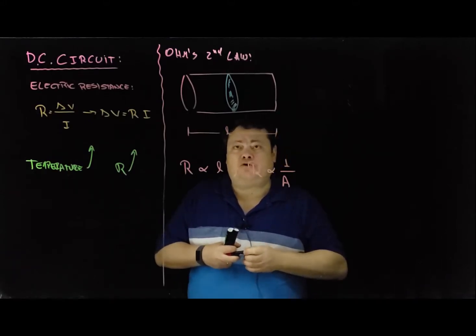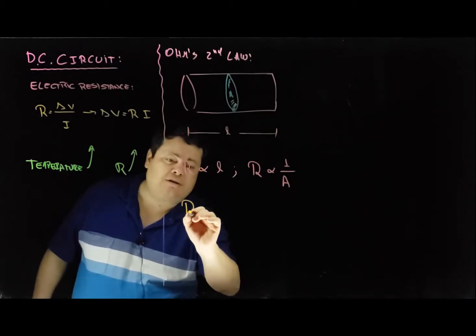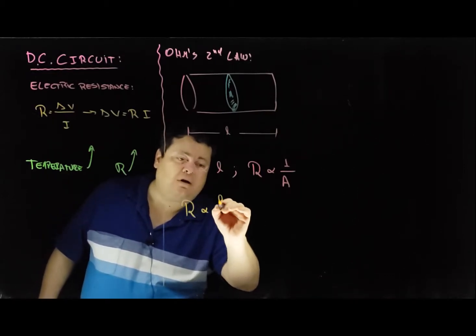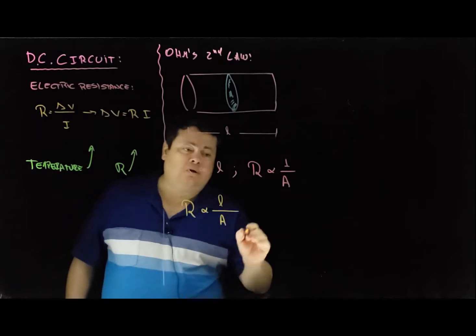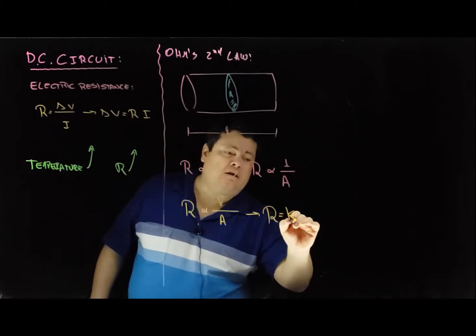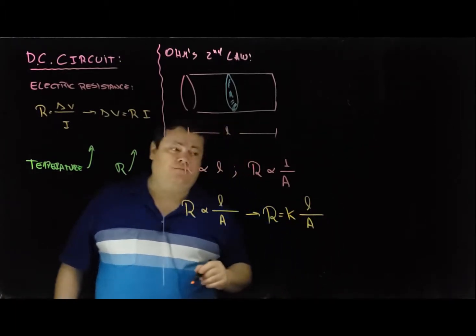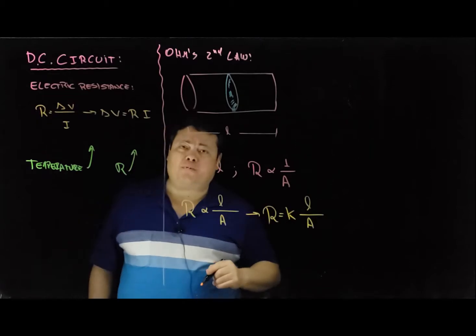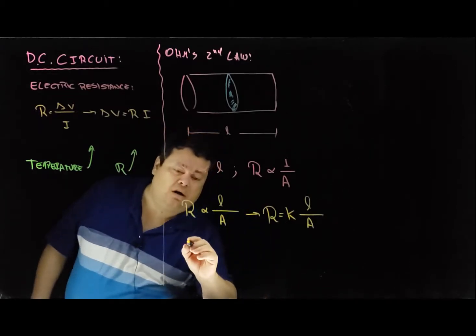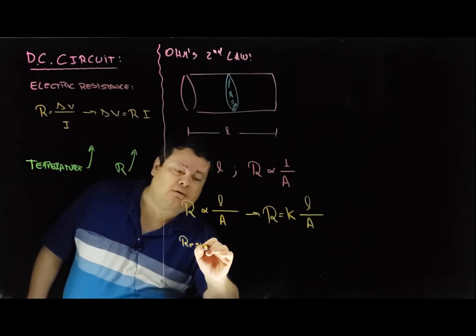If I put now those 2 results together, I have that electric resistance is going to be proportional to L over A. And we know that if it's proportional, I can then write that electric resistance is a constant of proportionality times L over A. This constant of proportionality we're going to call now the resistivity of the material, electric resistivity.